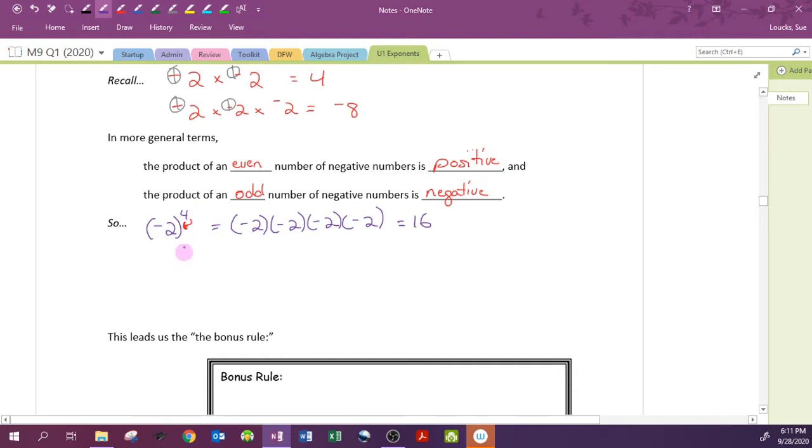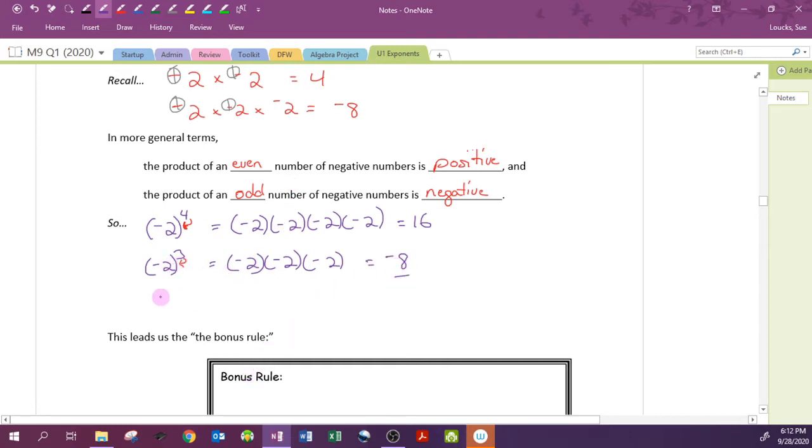Okay? And if I had negative 2 cubed, my exponent is still only affecting what it's touching. And this time it equals negative 2 times negative 2 times negative 2, which is negative 8. All right? Because in the first example we have an even number of negative numbers, which means our answer is going to be positive. And in the second example, we have an odd number of negatives, so our answer will be negative.